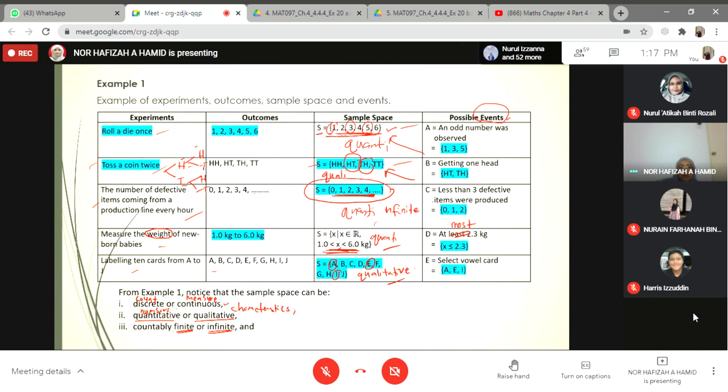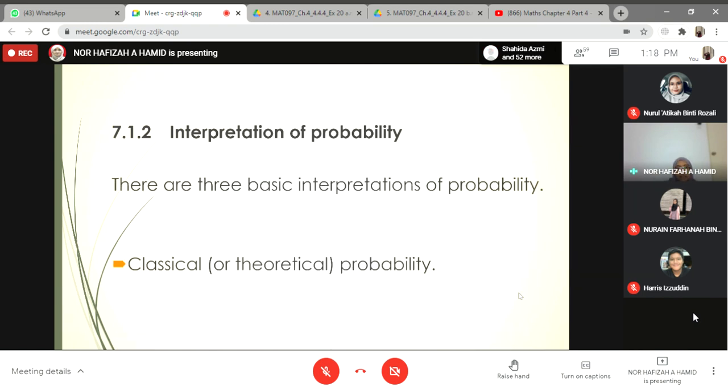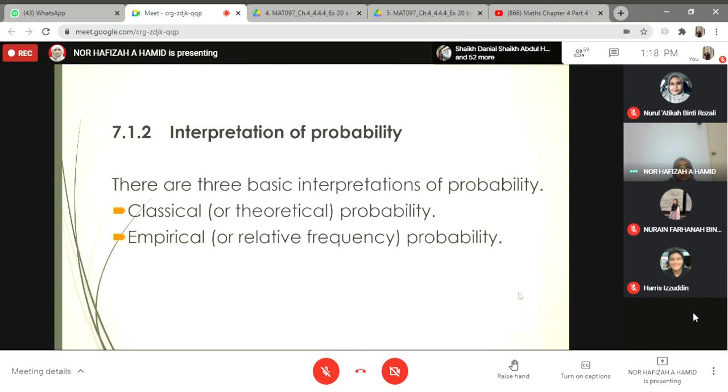Okay, and last, sample space dia exhaustive. So they must include all possible outcomes from experiment. Okay. So tadi you punya classification lah untuk you punya outcomes ataupun eksperimen dengan sample space. Sekarang kita nak masuk 7.1.2 interpretations of probability ataupun types of probability. So types of probability we have 3, classical or theoretical, number 2 empirical or relative frequency, and last is subjective probability. Okay, so kita pergi classical dulu.